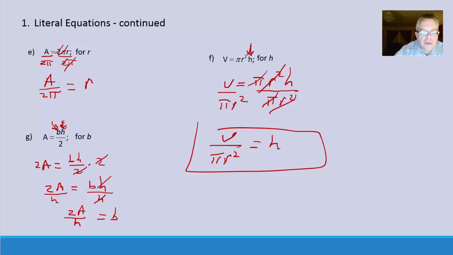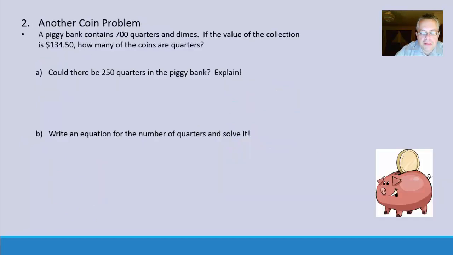Okay, well, we got one more coin problem. Let's take a look at this last problem. All right, so this is like the challenge problem from the last video. I'm going to get more into how to solve it. A piggy bank contains 700 quarters and dimes. That means the total number of coins is 700. If the value of the collection is 134.50, how many coins are quarters?